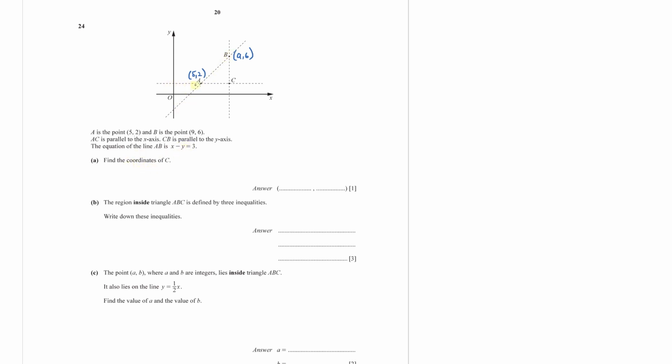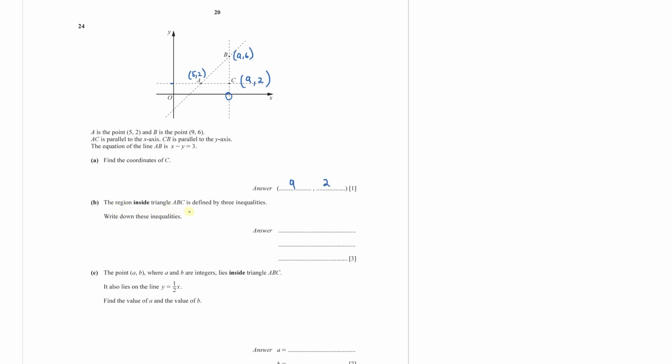Since this is parallel to the x-axis, the y value will not change if you move from A to C, because your y value will remain the same. So the y coordinate of C would be the same as the y coordinate of A, which is 2. And since this is a vertical line, because it's parallel to the y-axis, the x value remains the same throughout this line. So the x value of B would be the same as the x value of C, which is 9. So your coordinates of C are 9 and 2.